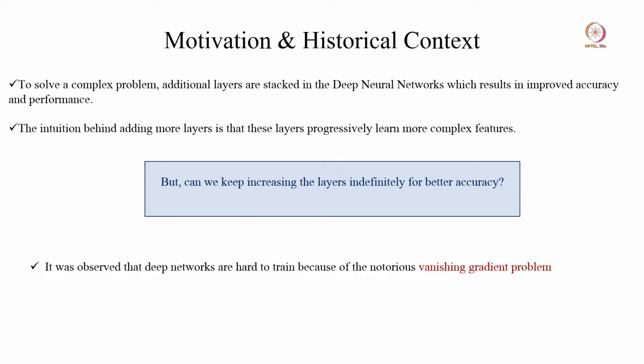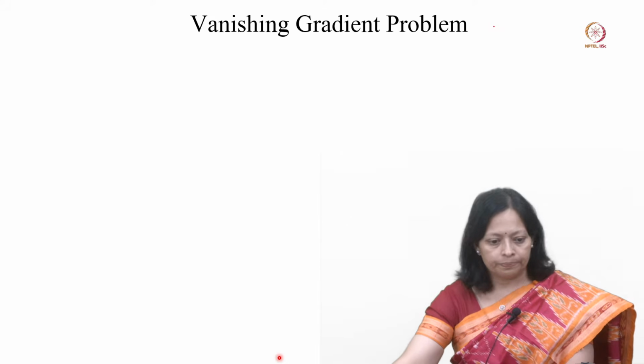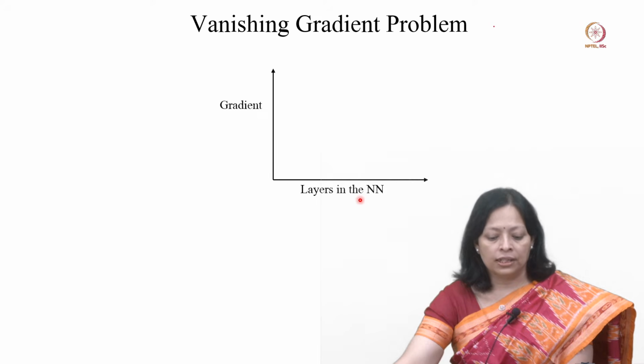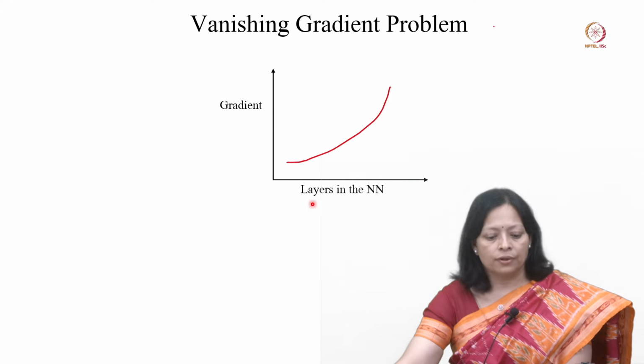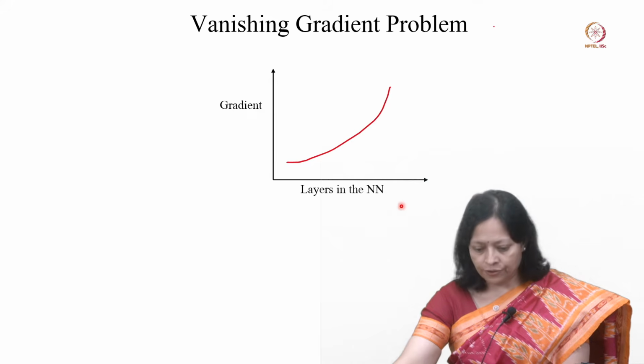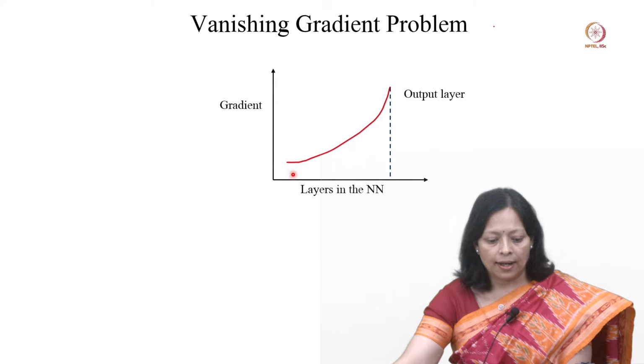Now, we will look into what exactly we mean by the vanishing gradient problem. For that, let us take a graph. On the x-axis, we have the layers in the neural network, and on the y-axis, we have the gradient. This is the curve of gradient versus layers in the neural network. Suppose this is my output layer, and this is the position where my input layer is.